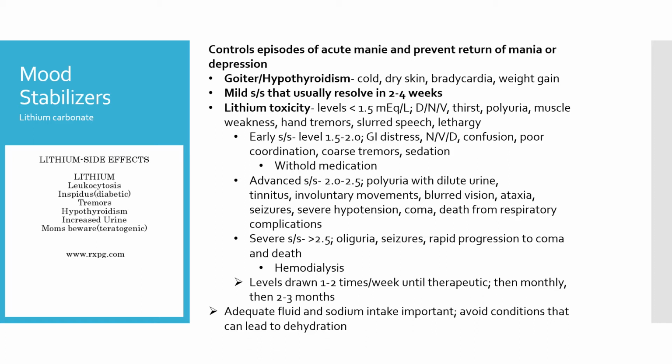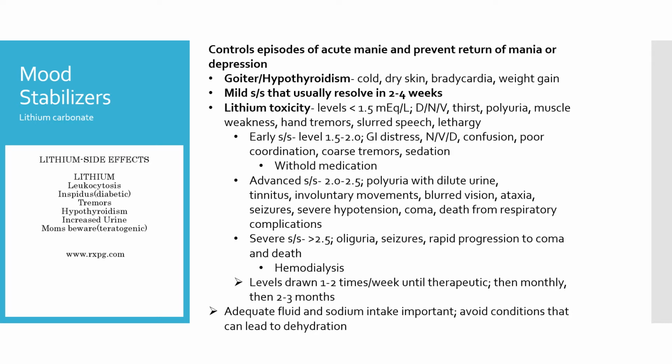So at first we just get some diarrhea, nausea, vomiting, some extra thirst, polyuria, muscle weakness, maybe some hand tremors, slurred speech, and lethargy. These are the early warning signs, not early toxicity, but early warning signs that they're heading towards toxicity levels that these clients need to be very aware of to notify their physician. Then in the early toxicity stages, more GI distress, nausea, vomiting, diarrhea, confusion, poor coordination, coarse tremors, and sedation. If these are happening in the hospital, make sure we're withholding the medication at this point. We don't want to give them more medication, of which they are now toxic.